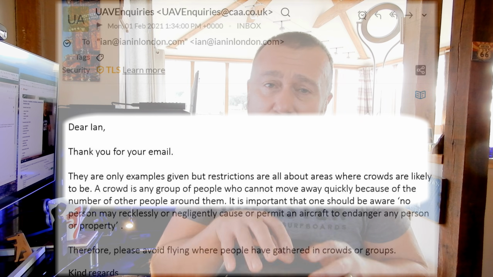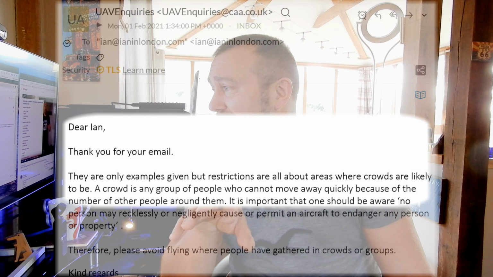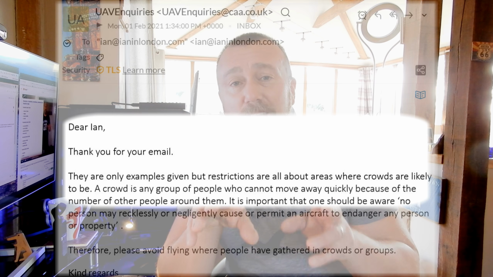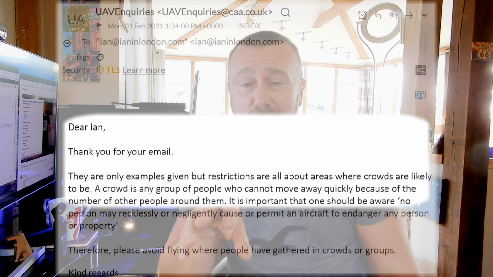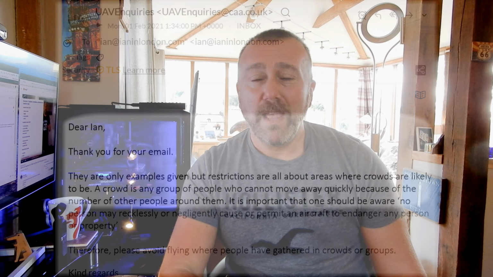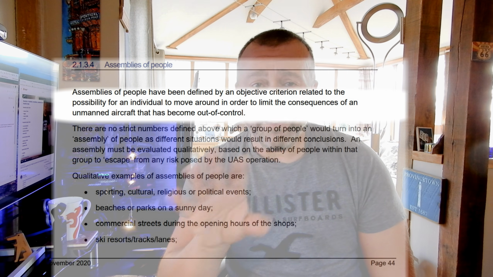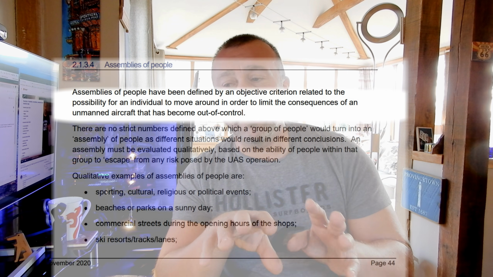And you can see here they make it clear that the beaches and parks is just an example of where a congested area may be, and specifically that it is all about crowds and the expectation of crowds being in the area that you're flying. Now they go on to define how a crowd is a group of people that may not be able to move out of the way of a drone that was out of control. That's already been defined elsewhere and that wasn't really up for debate.